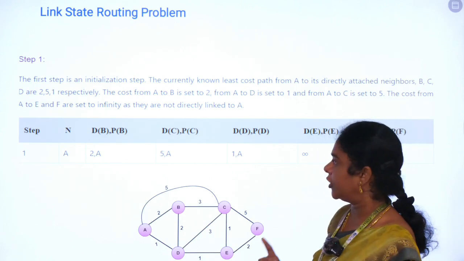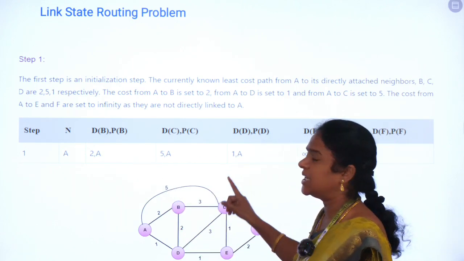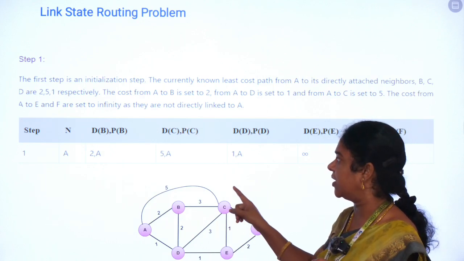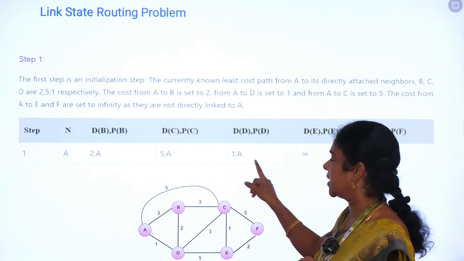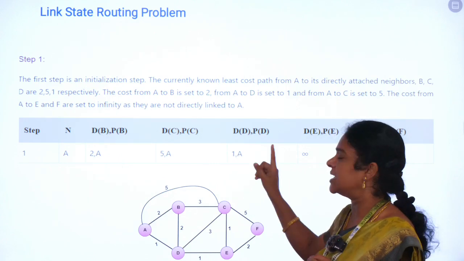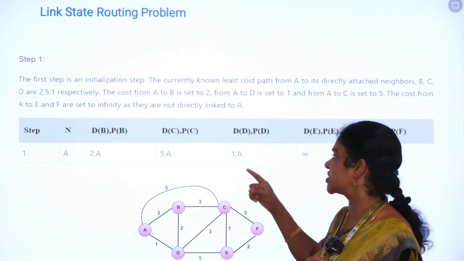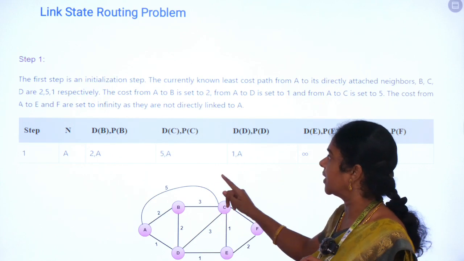Second, we find which is the least cost. Here we consider B, C and D only. The costs are 2, 5 and 1. So which is the least cost? D is the least cost. So in the second step, we start from D only.